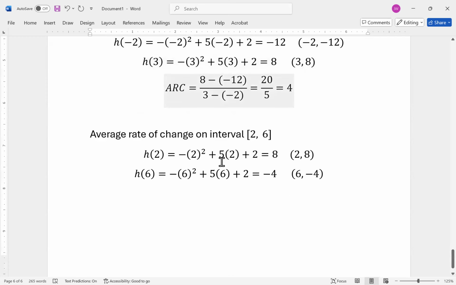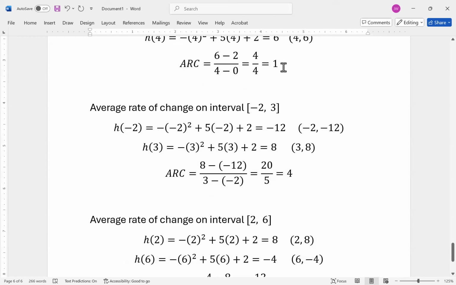Now I'm ready to do the average rate of change. Average rate of change is equal to, always, change in y values, -4 minus 8, divided by change in x values, 6 minus 2. That's a -12 over 4, which is a -3. So we can say on this interval from 2 to 6, on average, the function is decreasing since we have a negative average rate of change.